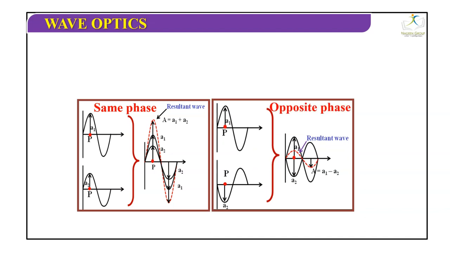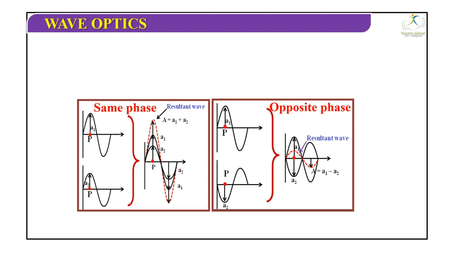Same phase and opposite phase. In the same phase, the resultant wave's amplitude is added, like A equals A1 plus A2. But in the opposite phase, what will happen, students? Yes, the amplitudes are subtracted, not added.